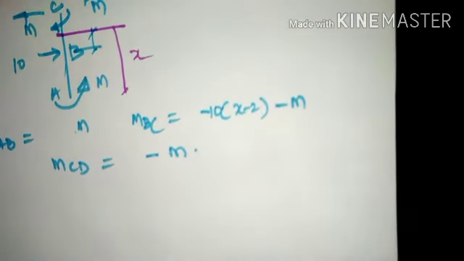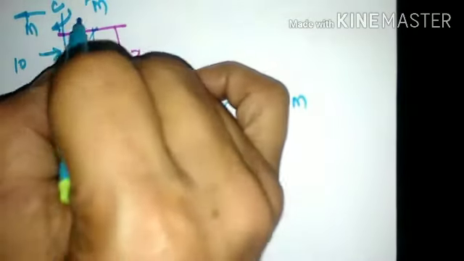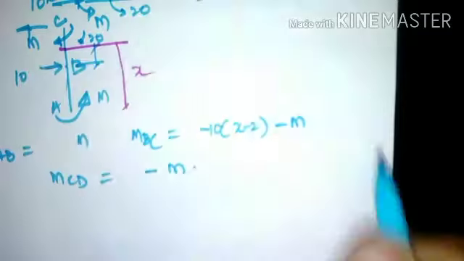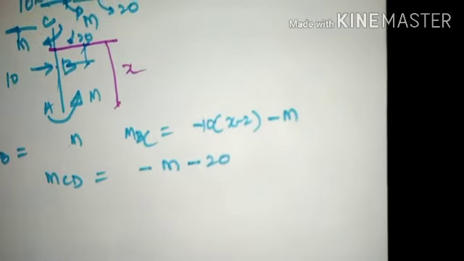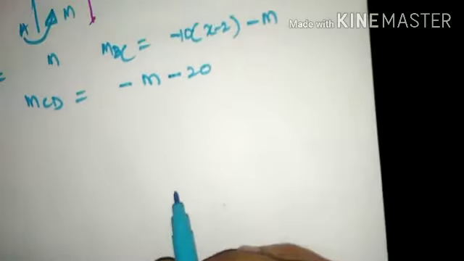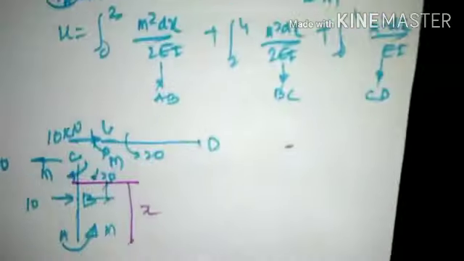So these are nothing but the expression minus M, but 10 will also have a rotation here, which is 20 clockwise and 20 here clockwise. So minus 10 minus 20 will be the value for MCD. So we need to have these particular values substituted in the strain energy expression.